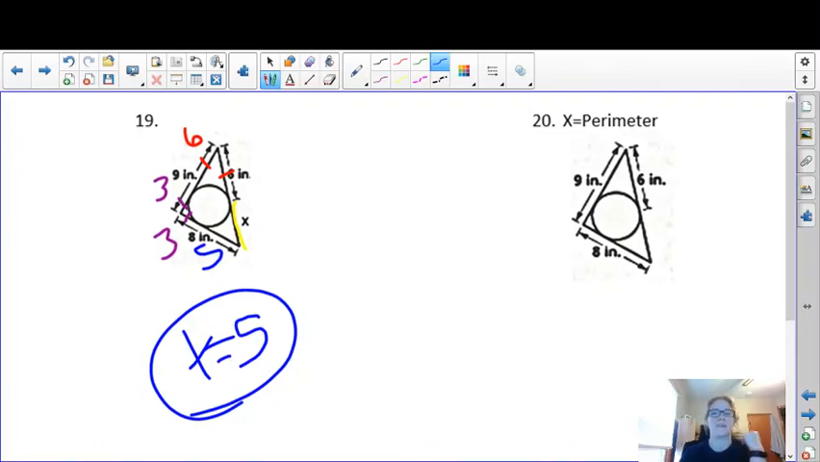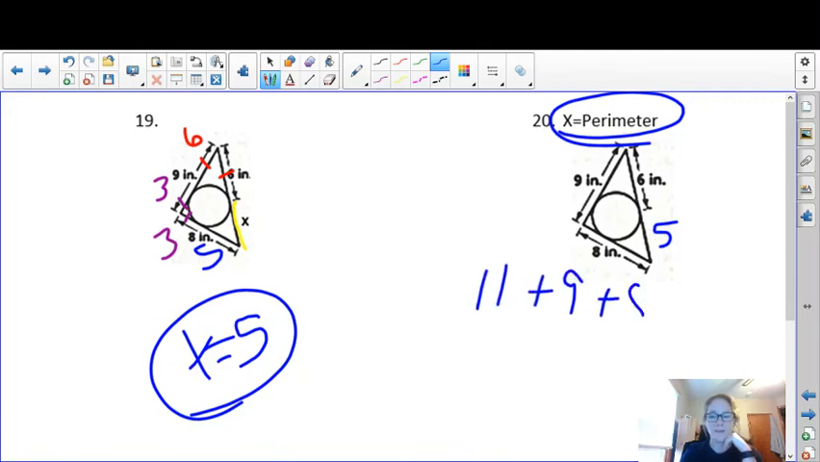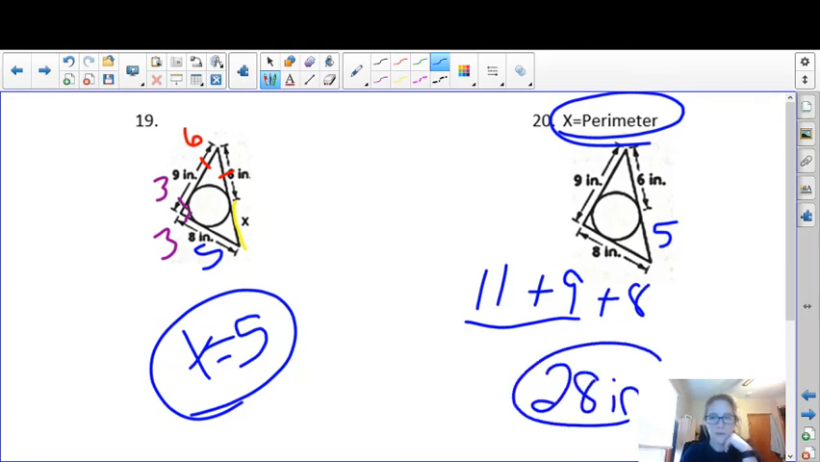Now on 20, it's the exact same picture, but it's asking me for the perimeter. So we just determined this little piece was 5. So 6 plus 5 is 11, plus 9 plus 8. So this gives me 20, plus 8 more is 28. And it's got units, so it's in units.